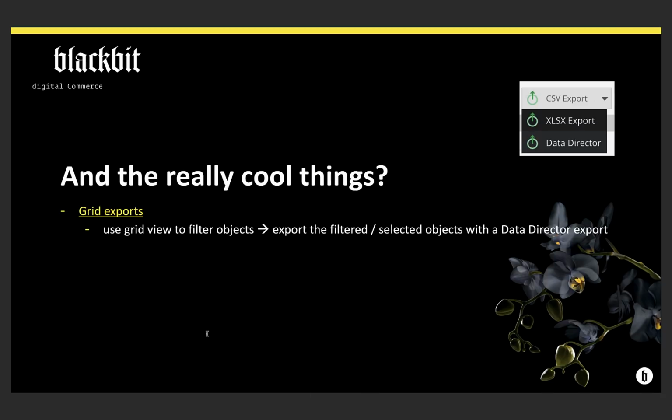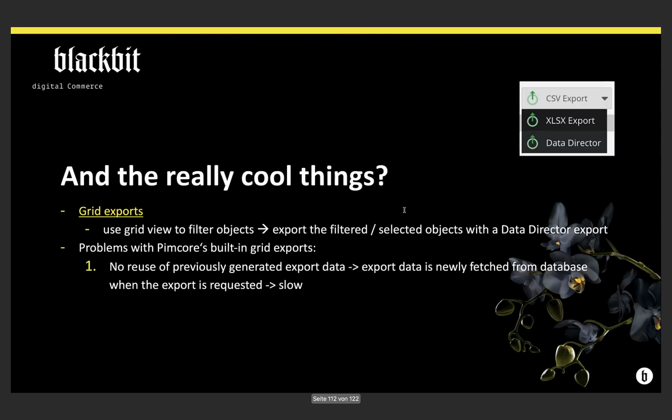And then there's a really cool thing named grid exports. You probably already know grid exports because they are implemented in the Pimcore core. When you click on the folder in the data object section, then you get this grid view. And this grid view can be used to filter the objects which are shown, and also you can select the single items. And with this, you can then trigger an export. This is already built into Pimcore. But with the data director, you can do the same, and trigger a data director export with the selected and filtered elements. And that's a good idea because the Pimcore built-in grid exports have some problems.